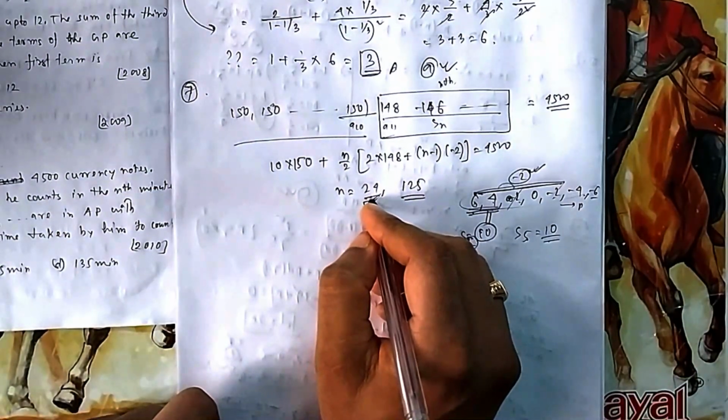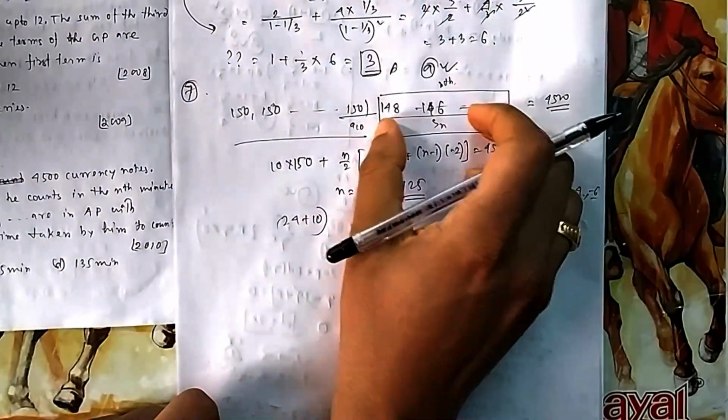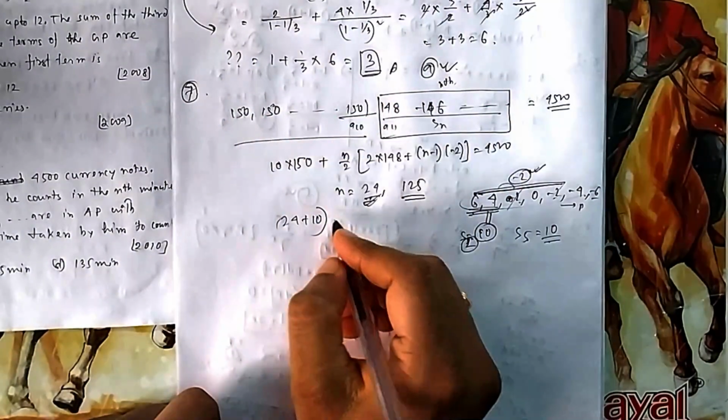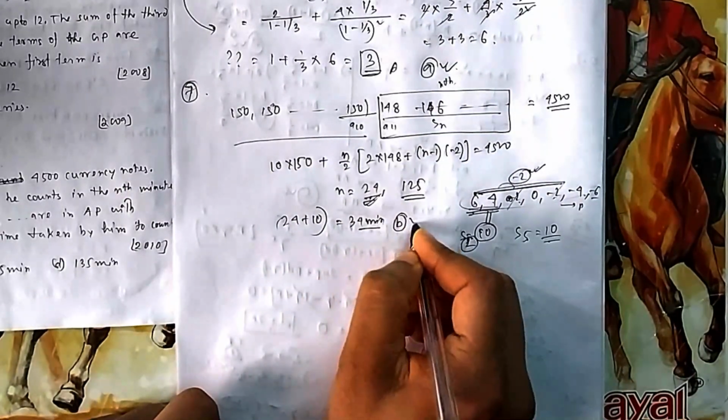But 24 is not the answer. The total time taken will be 24 plus 10. 24 is this much, 24 minutes, then plus 10 minutes. So 34 minutes total he has taken. That is your option B.